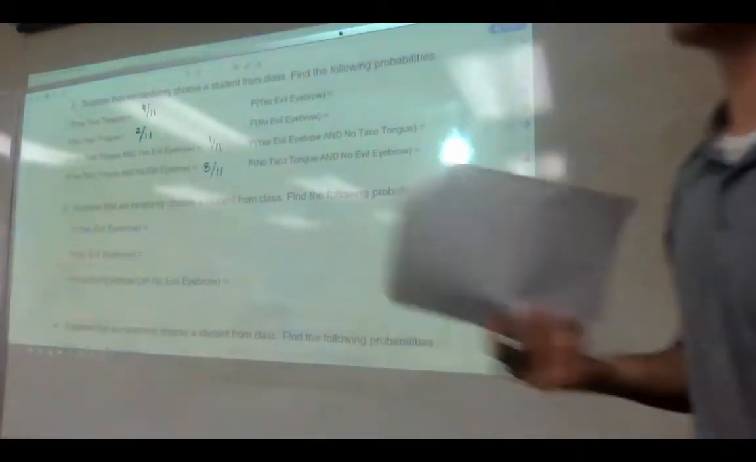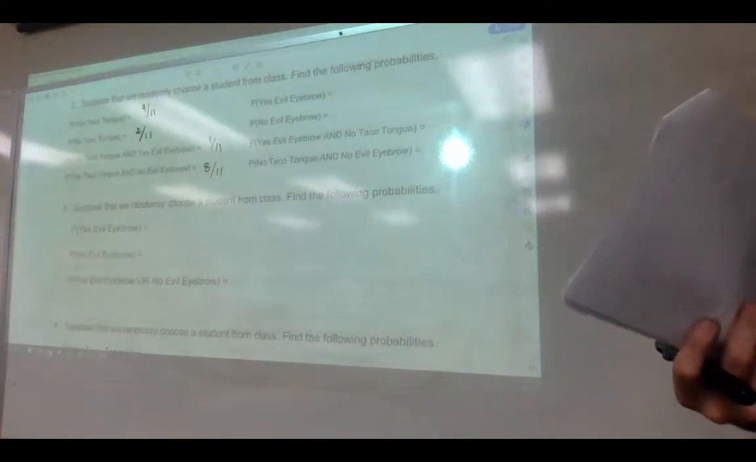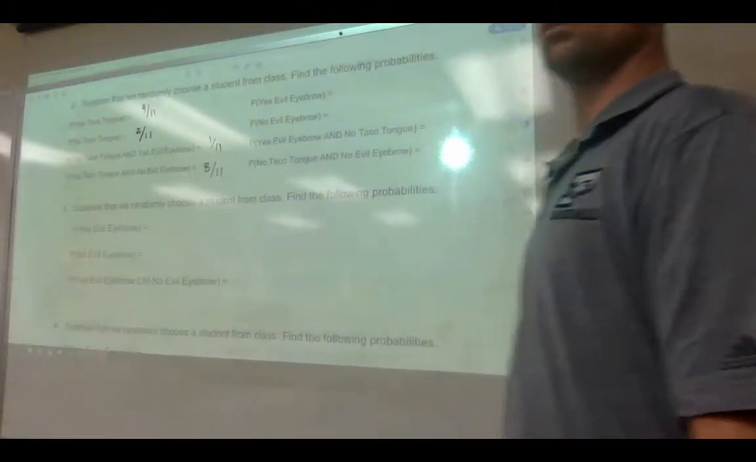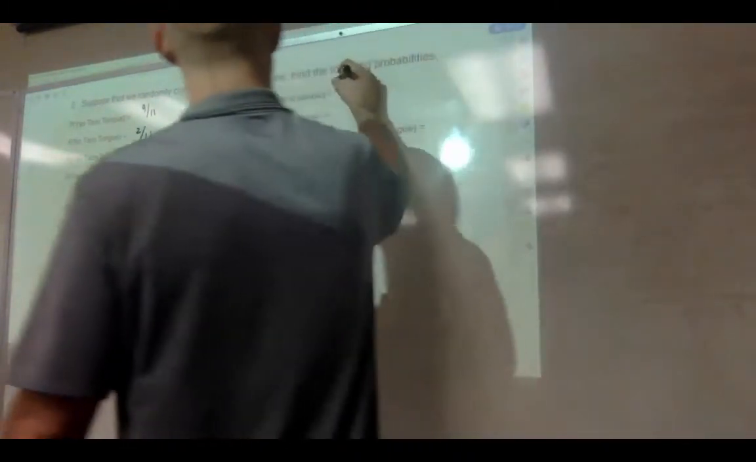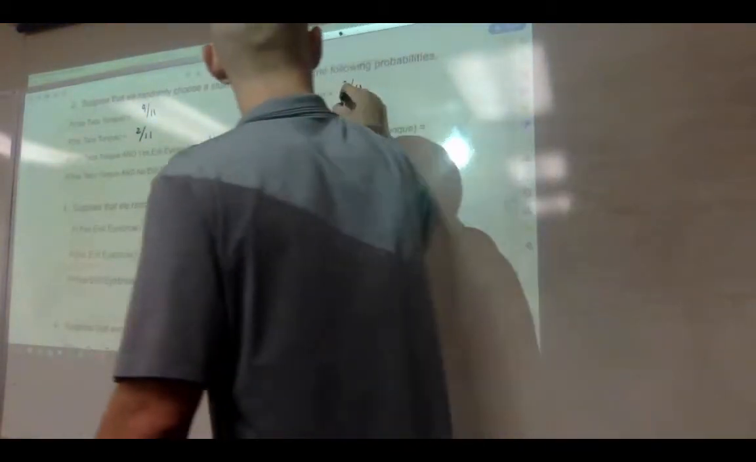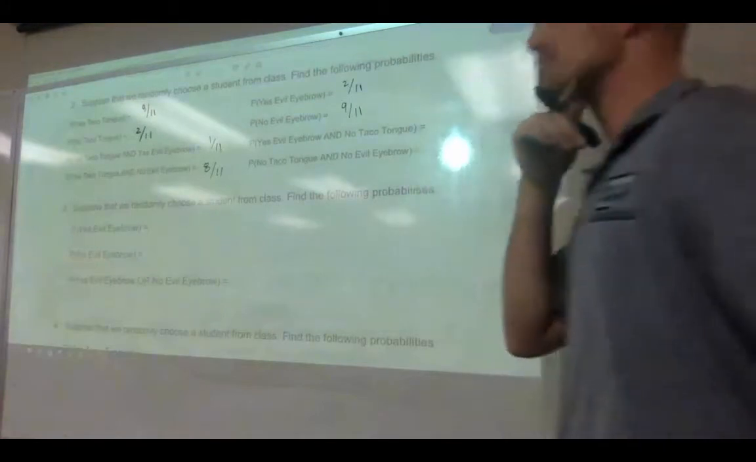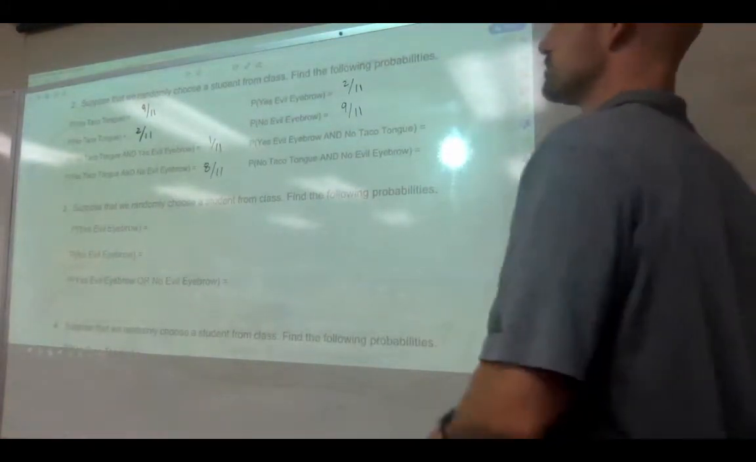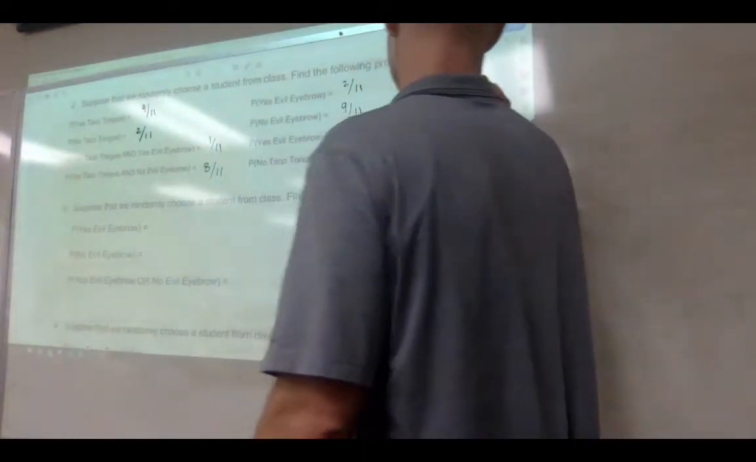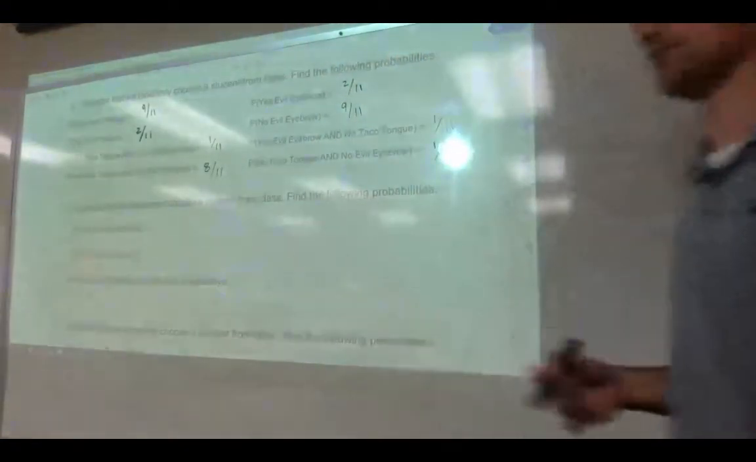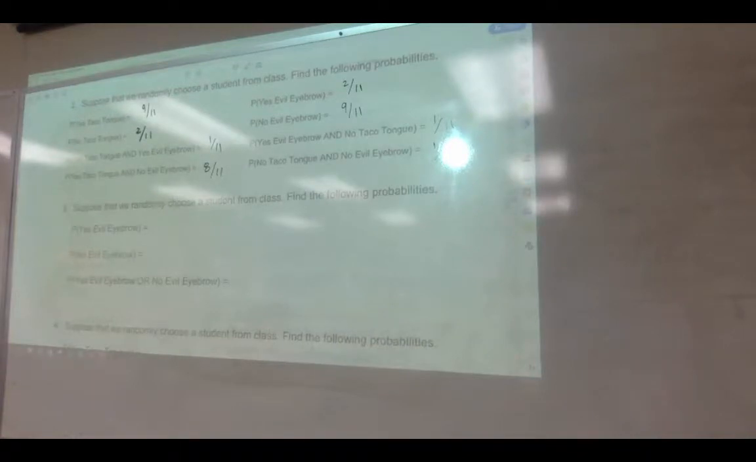Do those two go together? They're next to each other, but they don't go together. What about the probability of yes, evil eyebrow? 2/11. So what do you know about the second one? It's the complementary event, right? It's either yes or no in this case. Probability of yes, evil eyebrow, and no taco tongue: 1/11. What about the probability of no taco tongue and no evil eyebrow? 1/11. The lone wolf.